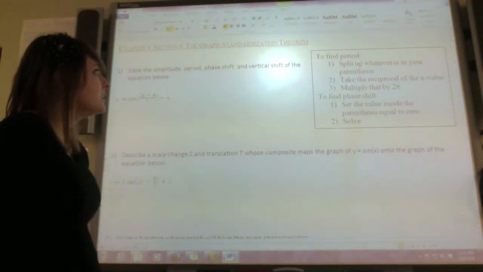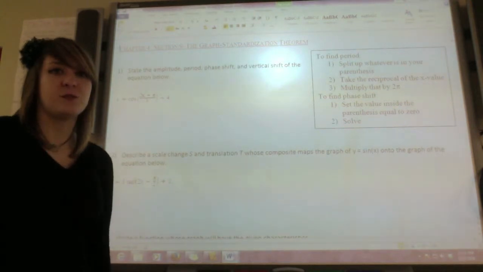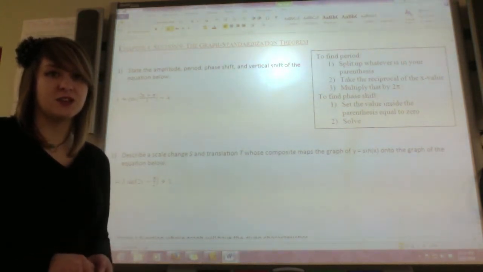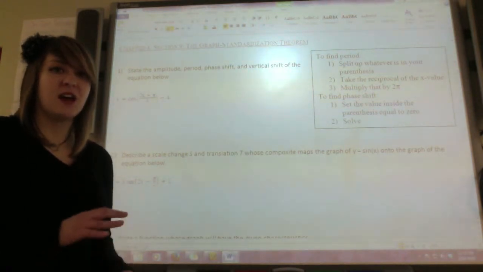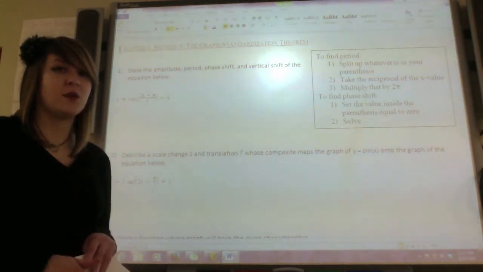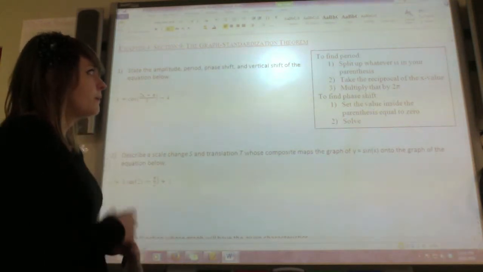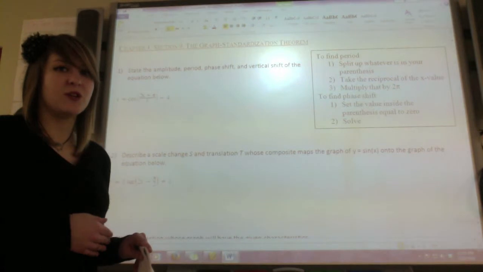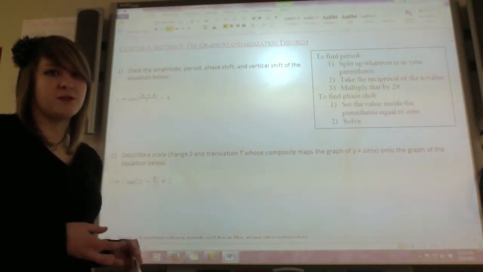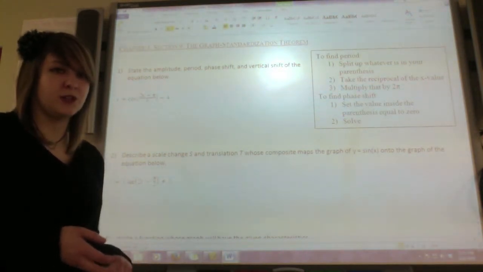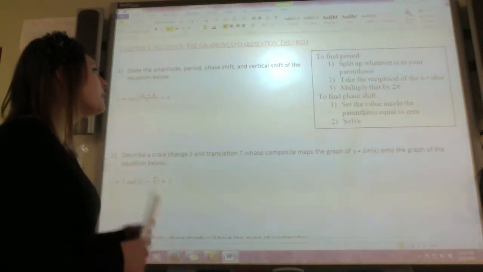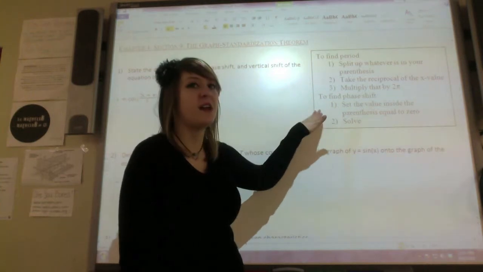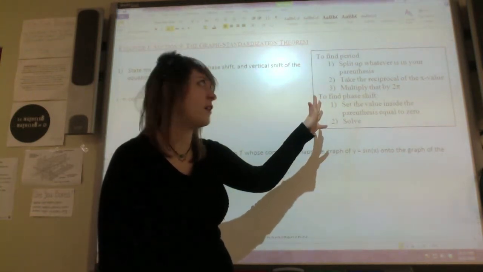Now, it's a little harder to find period and phase shift, because what we're doing is we're combining a translation and a scale change at the same time, and that kind of changes the way that it looks in the equation. But what we want to do is basically undo what we've done in the equation in order to find what type of translation and what type of scale change we've actually applied to the problem. So what I've done over here, I put a box that just gives us the steps to find period and phase shift in the easiest way I could think of.